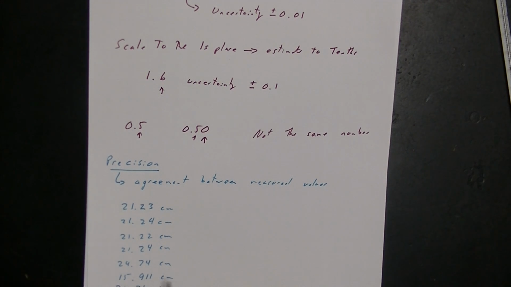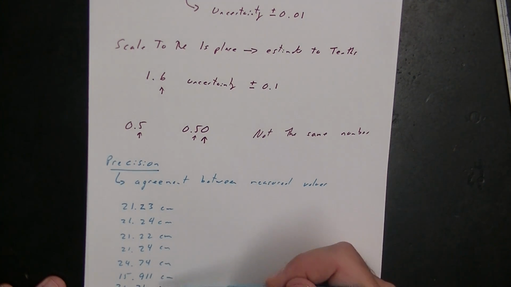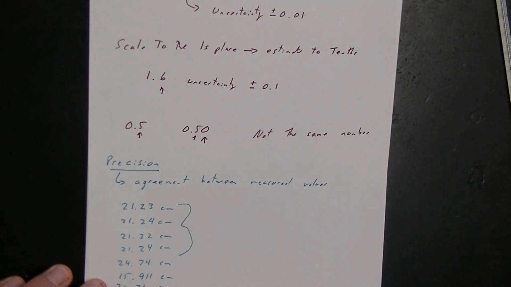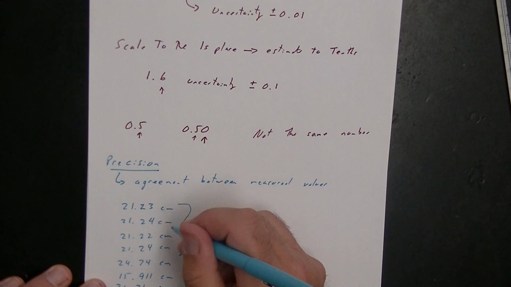This width does not change. So my question is, how is our precision? These numbers really should be all the same because this distance doesn't change. If we look at these values, our precision is very good.